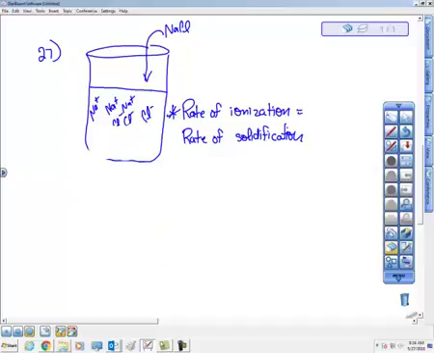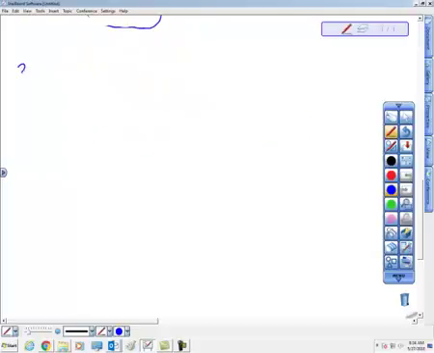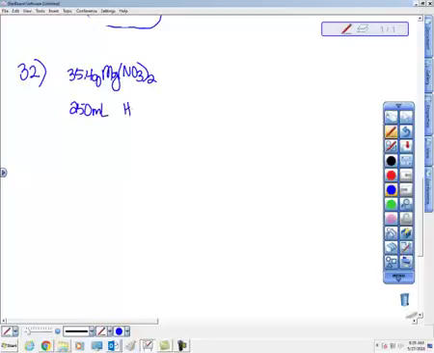All right, so that was question number 27. The last one that we're going to look at is question number 32. So let's do it. They give you 35.4 grams of magnesium nitrate, Mg(NO3)2, in 250 milliliters of water. It says, what would be the new freezing point of the solution?